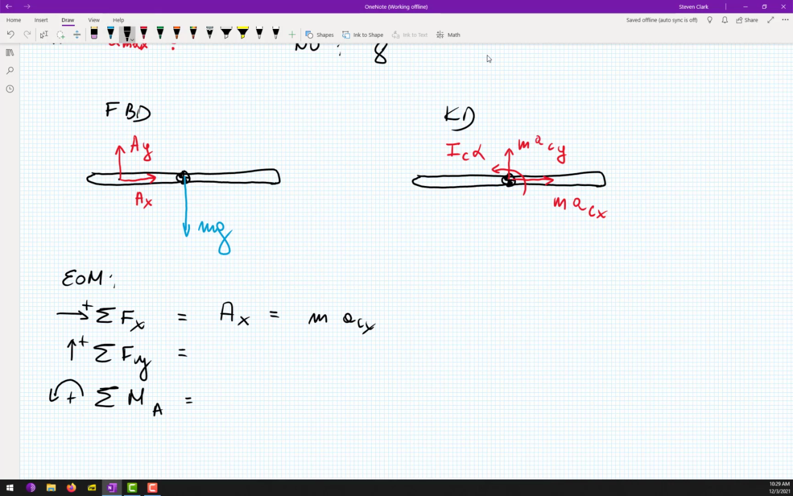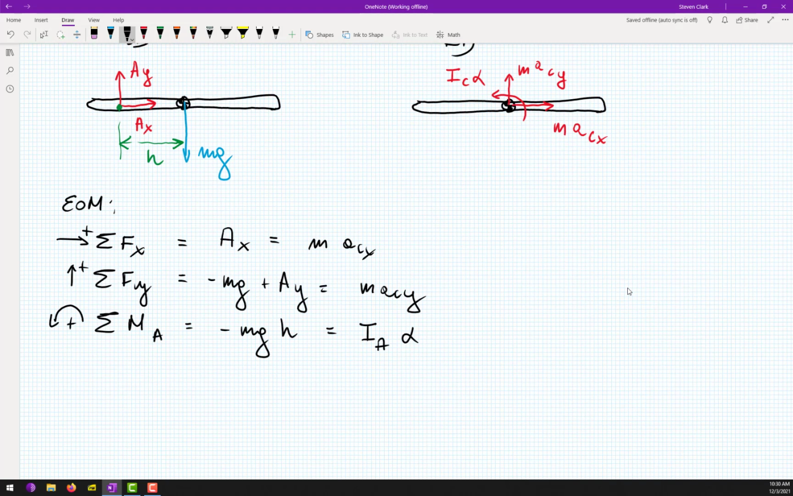Now, how many forces act in the y direction? Aha, minus mg plus AY is equal to MACY. And now there is only one force rotating about point A. And this is mg, right? And mg rotates in a negative fashion. So it will be minus mgh, and this is equal to IA alpha. Okay, and now let's use Steiner's theorem.